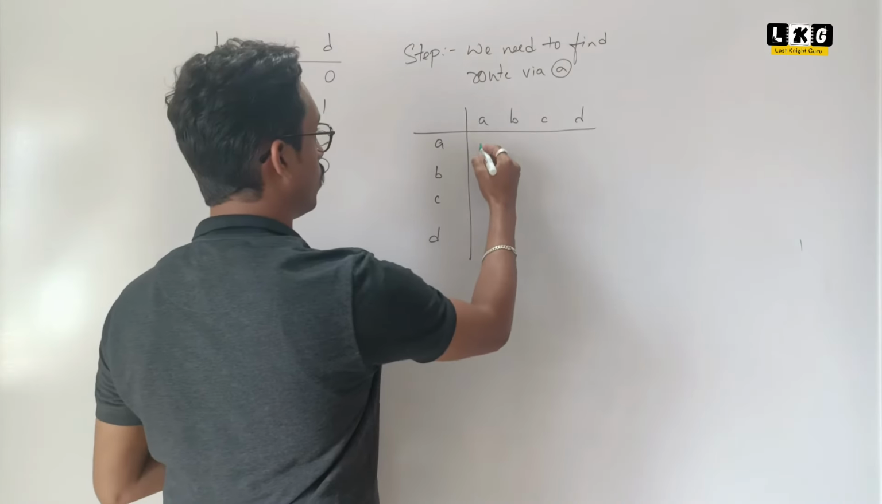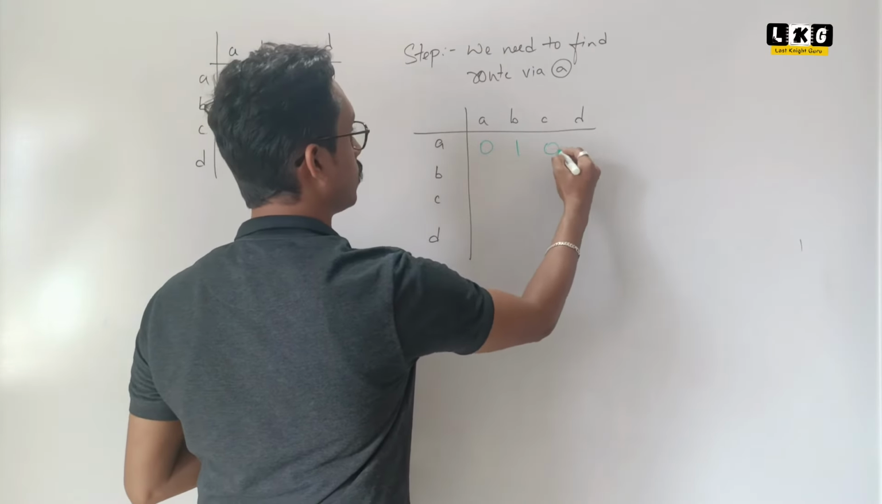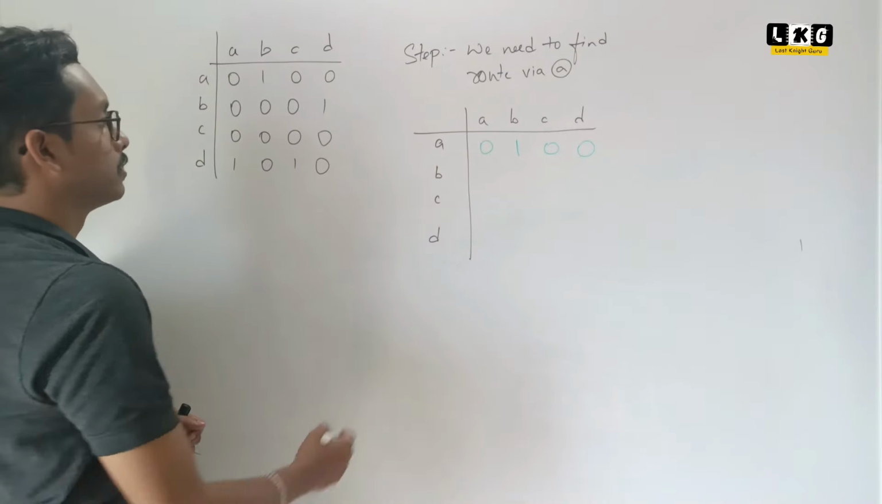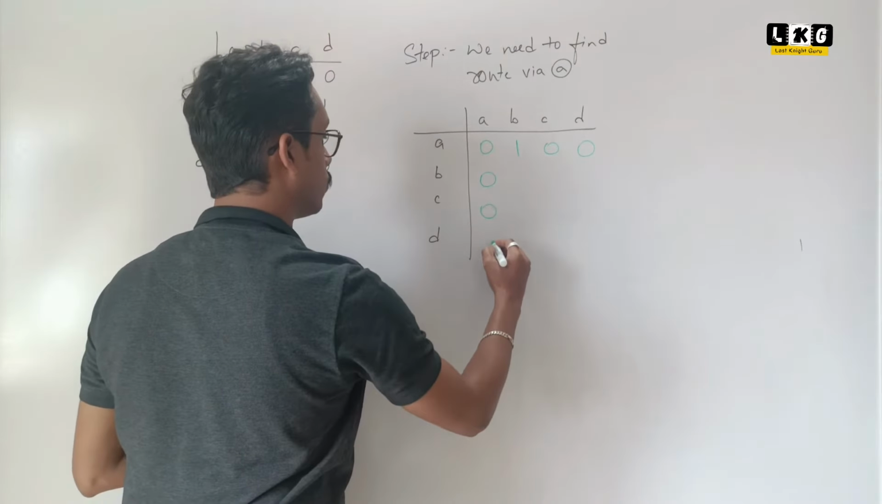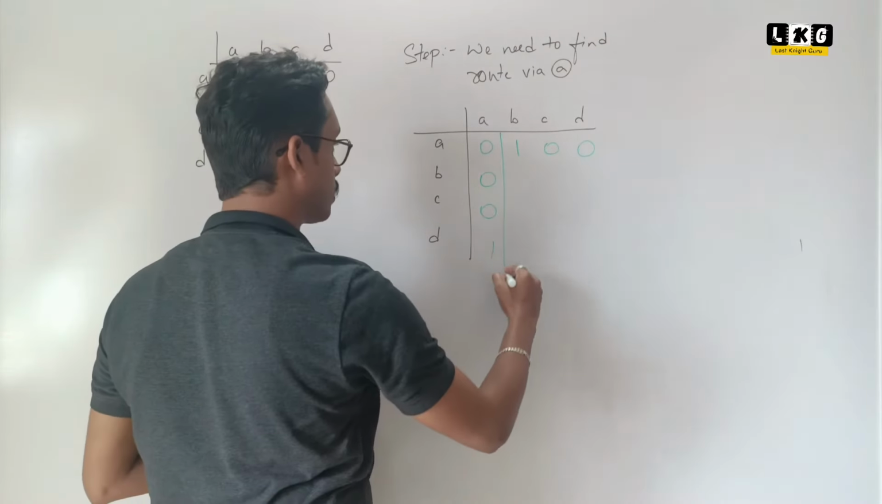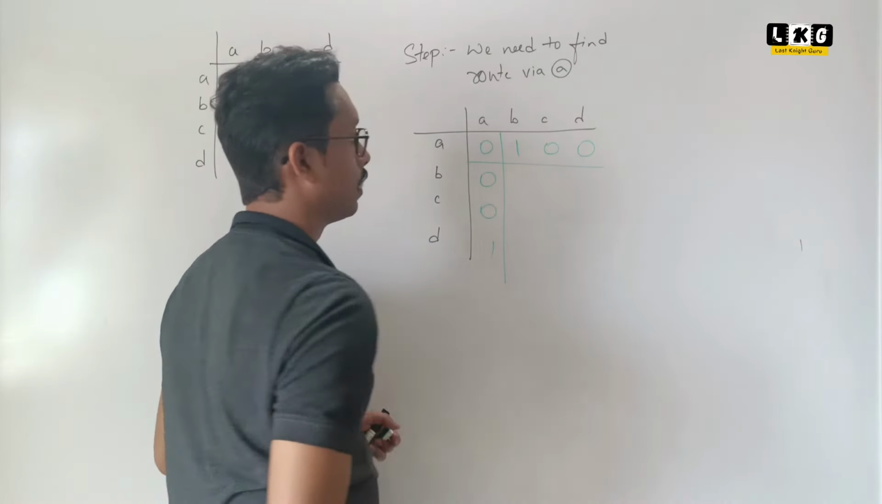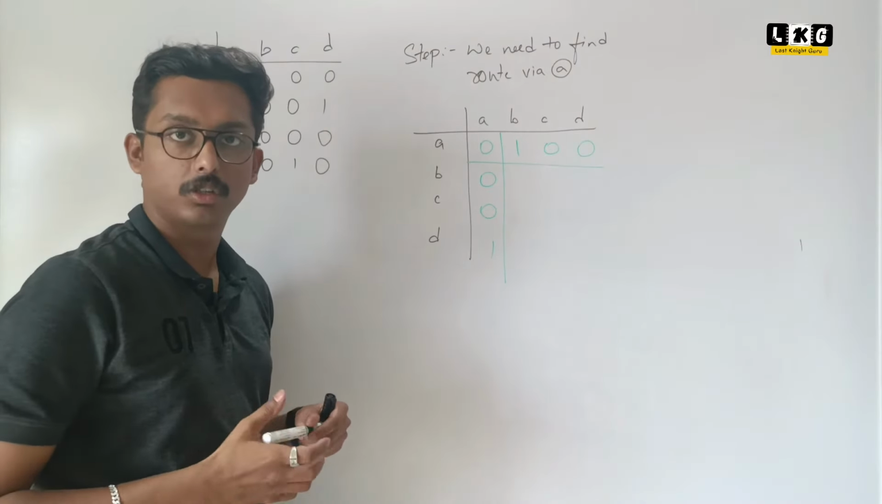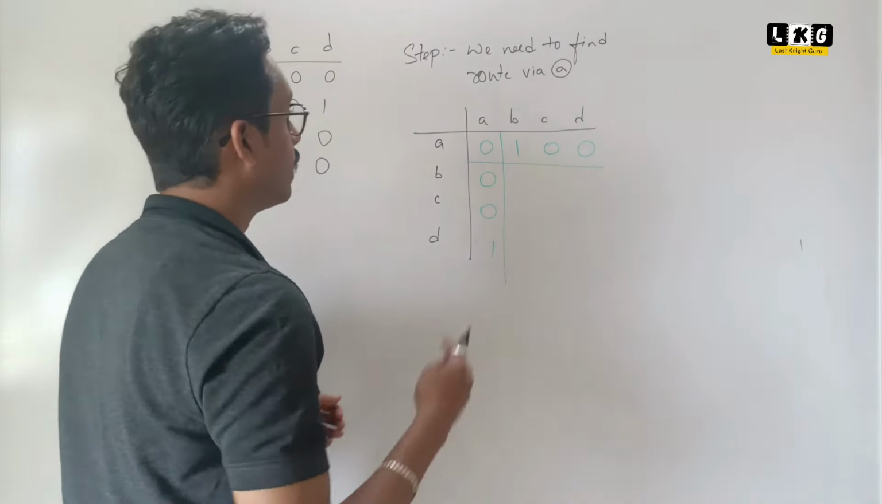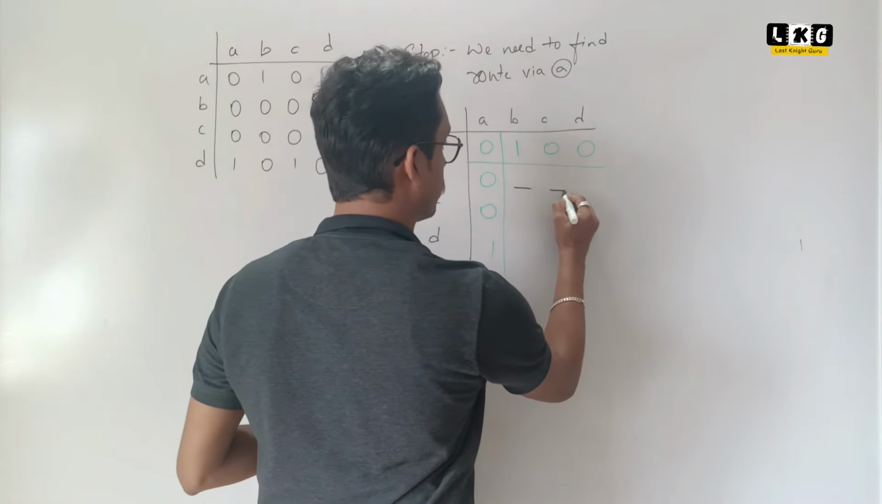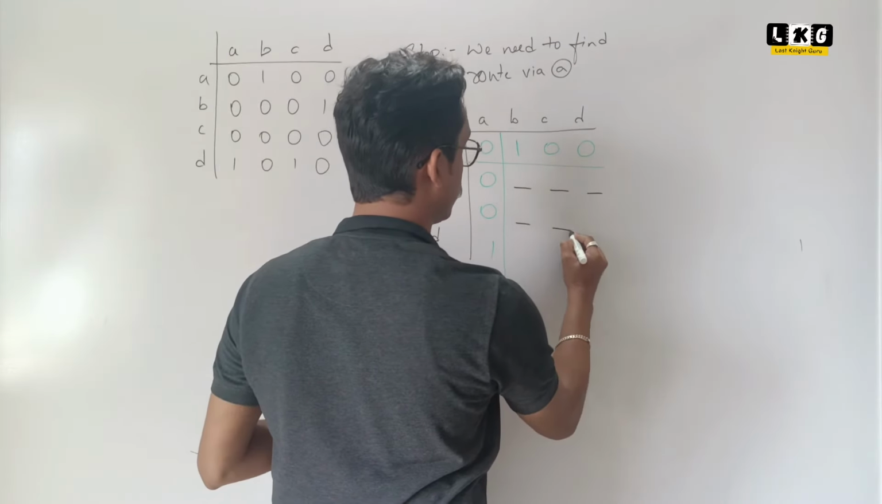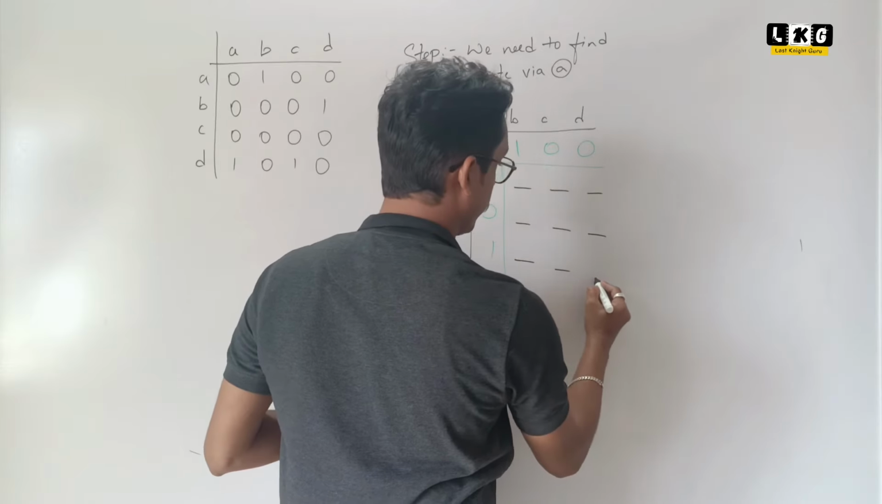What is the first row? 0, 1, 0, 0. What is the first column? 0, 0, 0, 1. This is my first column and this is my first row. Keep it as it is. Do not change anything. Okay. Next, how many empty spots do we have? We have 9 empty spots: 1, 2, 3, 4, 5, 6, 7, 8, 9.